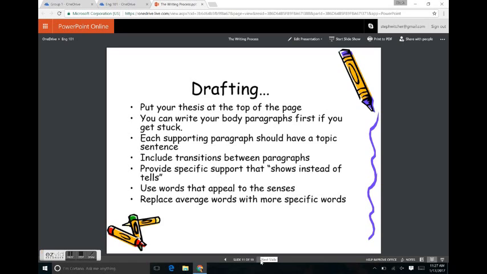So if you tell me he was 6'4", and I understand that he's a foot taller than me, then I see that he's very tall. That also comes back to that show instead of tell. So there are some things to keep in mind when you're writing body paragraphs.